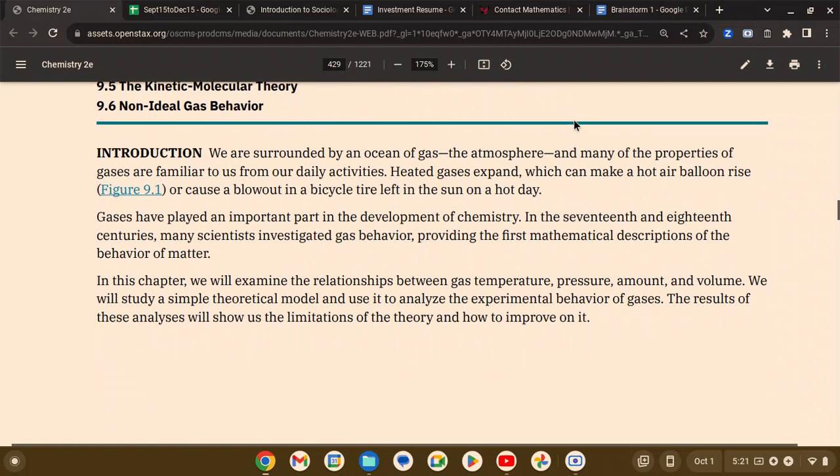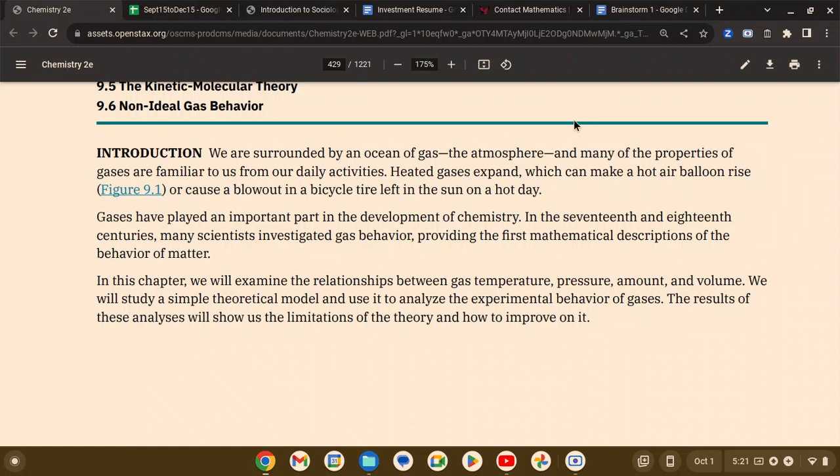Introduction. We are surrounded by an ocean of gas, the atmosphere, and many of the properties of gases are familiar to us from our daily activities. Heated gases expand, which can make a hot air balloon rise or cause a blowout in a bicycle tire left in the sun on a hot day.